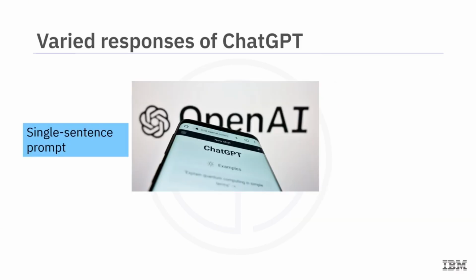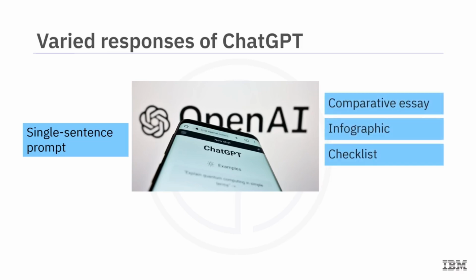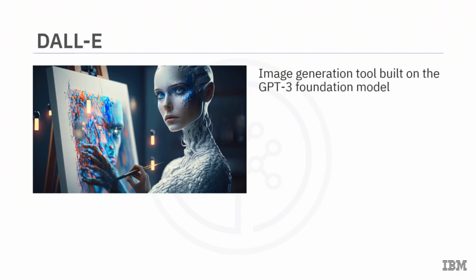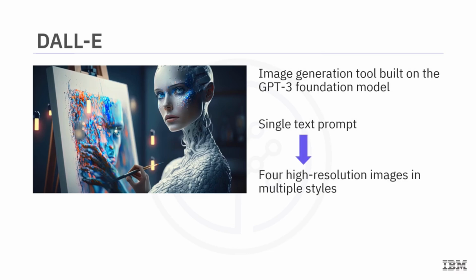Try this, will you? If you type a single sentence prompt in ChatGPT, you'll likely get more than a basic response. Depending on what your prompt requested, the chatbot may write a comparative essay, create an infographic, design a checklist, or script a short story. OpenAI's GPT-3 is also the foundation model for DALL-E, an image generation tool that responds to text prompts. For a single text prompt, DALL-E generates 4 high-resolution images in multiple styles, including photorealistic images and paintings.